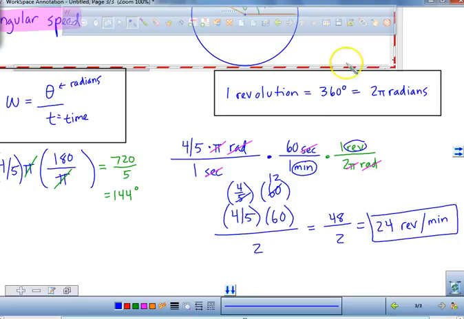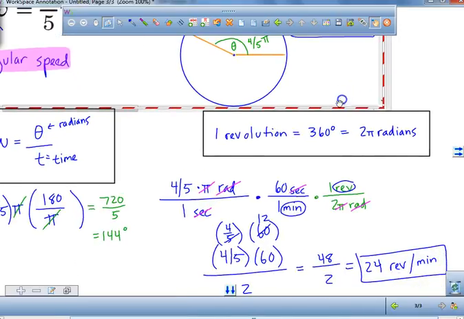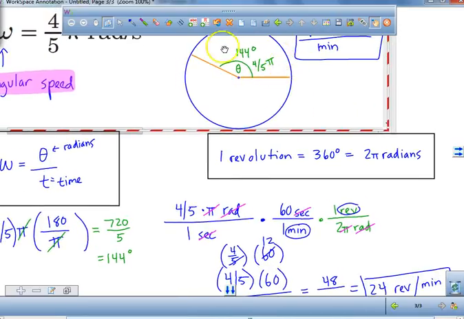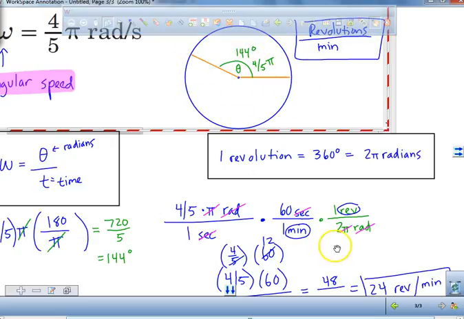What does that mean? That means that the speed at which this is going around, in a minute's time, you're going to have 24 of those going around. That's what's happening.